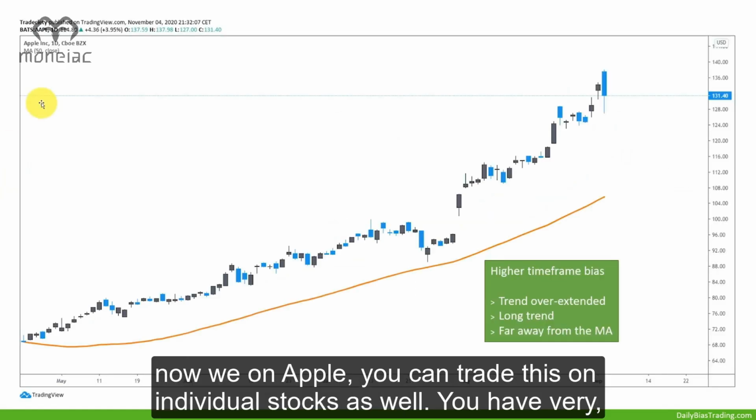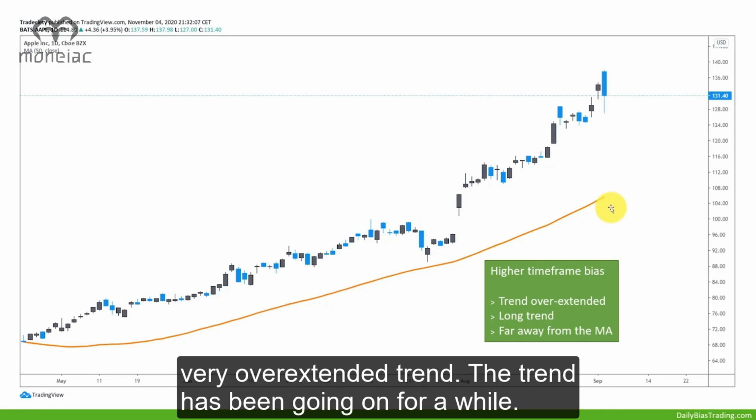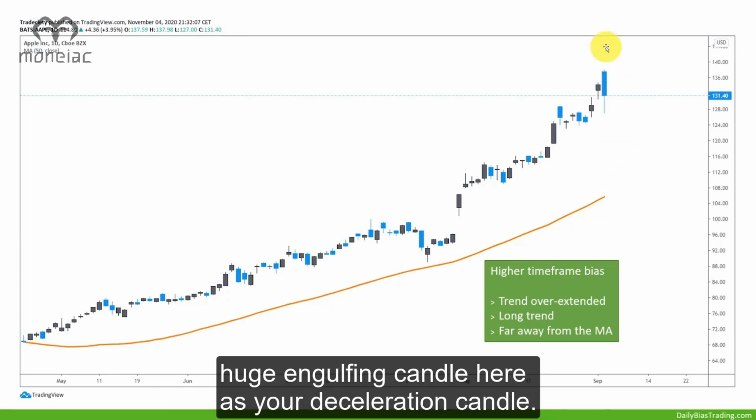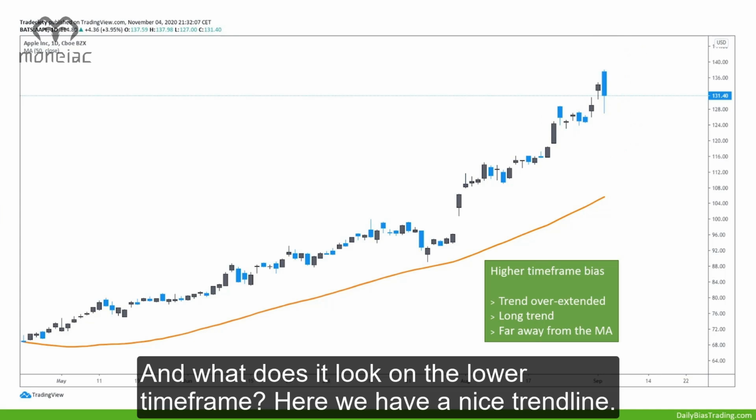Setup number 3. Now we are on Apple. You can trade this on individual stocks as well. You have a very overextended trend. The trend has been going on for a while. The market is very far away from the moving average, and you have a huge engulfing candle here as your deceleration candle. And what does it look like on the lower time frame?